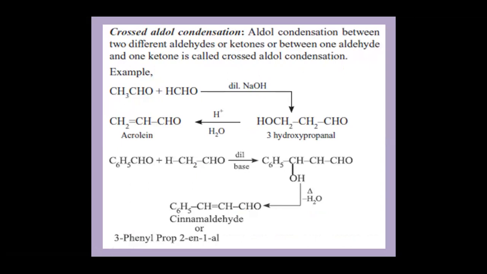Cross aldol condensation between two different aldehydes or ketones, or between one aldehyde and one ketone, is called cross aldol condensation. For example, when one molecule of acetaldehyde containing alpha hydrogen and one molecule of formaldehyde, which does not contain alpha hydrogen, are treated with dilute sodium hydroxide, it forms 3-hydroxypropanal. On decomposition it can give acrolein.